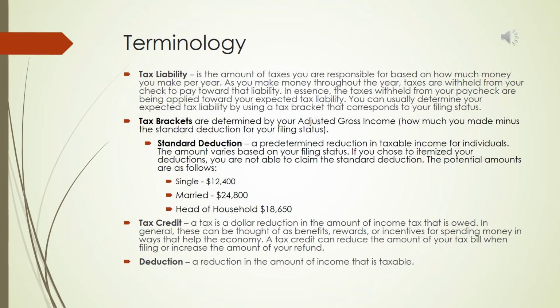A tax credit is a dollar reduction in the amount of income tax that is owed. In general, these can be thought of as benefits, rewards, or incentives for spending money in ways that help the economy. A tax credit can reduce the amount of your tax bill when you're filing or increase the amount of your refund. Deductions, a reduction in the amount of income that is taxable.